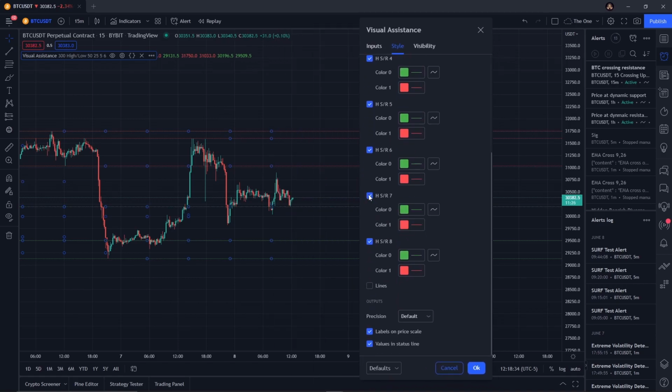Now we'll look at number 7, and there it was. That's the one. That's the next one we're looking for. So when we click this off, it goes away. So we know that's the value we need to trigger an alert for. So we're going to go ahead and put HSR7.